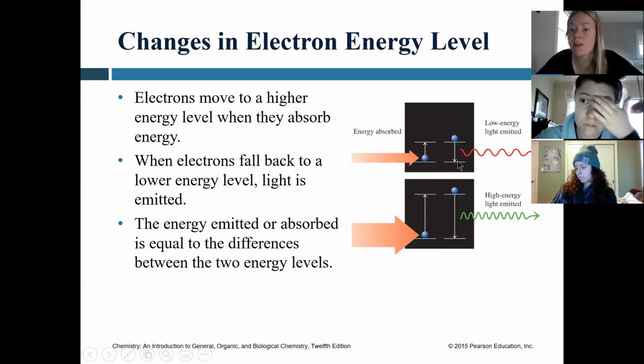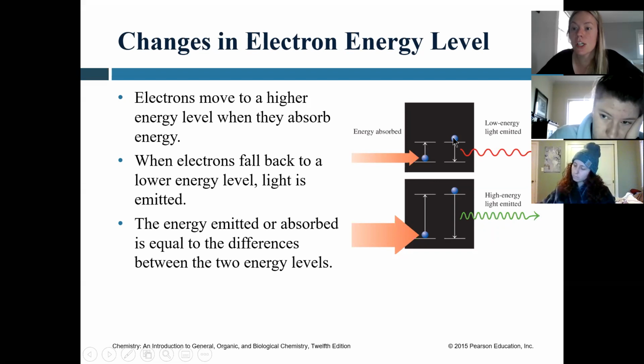When it falls back down, it has to release that energy. It has to give it up. So it's kind of like your child starting to freak out. You gave them candy and they go to a higher energy level. And then to get your kid back to a lower energy level, you've got to release that energy somehow, right? So you send your kid out into the backyard or they go into their room and scream for 5 minutes. But somehow that's got to get released.